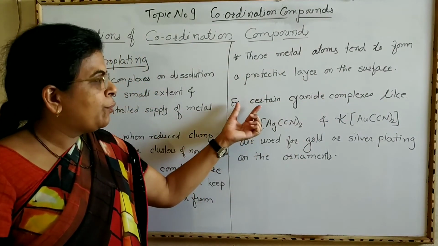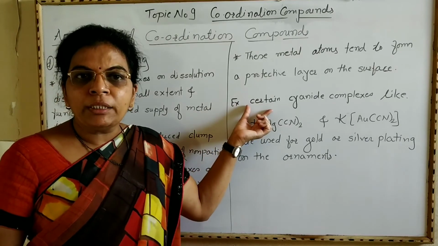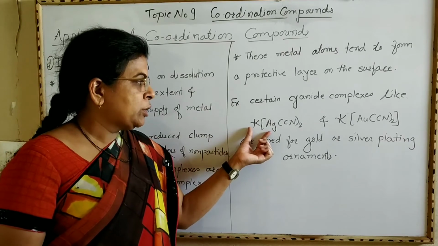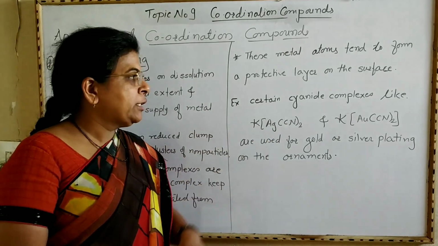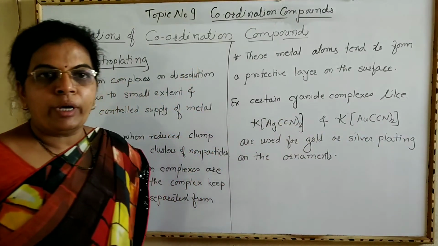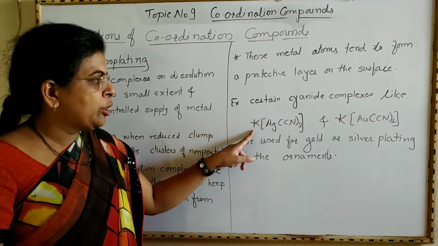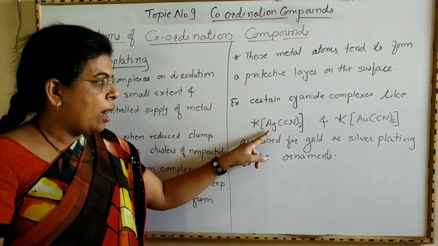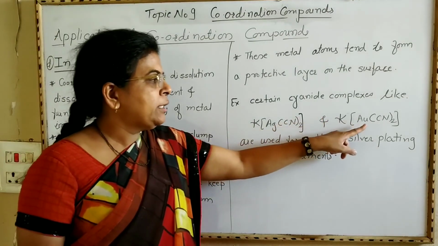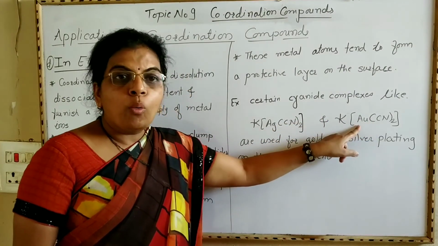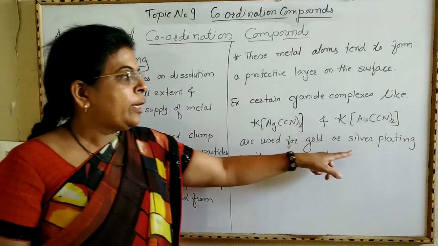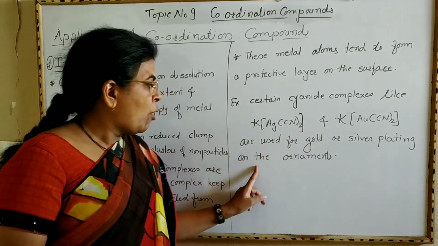Therefore certain cyanide complexes of gold and silver, for example this is K[Ag(CN)2] and this is K[Au(CN)2], that is, potassium dicyanoargentate(I) and potassium dicyanoaurate(I) complexes. These are used for gold and silver plating on ornaments.